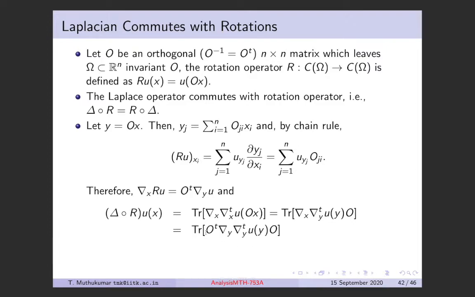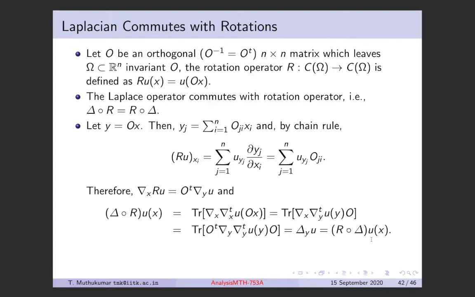So you get O transpose of grad y acting on that quantity. But O transpose, you know, is identity, right? So this matrix is equivalent to the matrix without O, that is just the Hessian matrix with respect to the y variable, and the trace of that is precisely the Laplacian with respect to the y variable. And this is precisely the rotation of the Laplacian. So Laplacian of rotation is the same as rotation of the Laplacian. So Laplacian commutes with rotation.